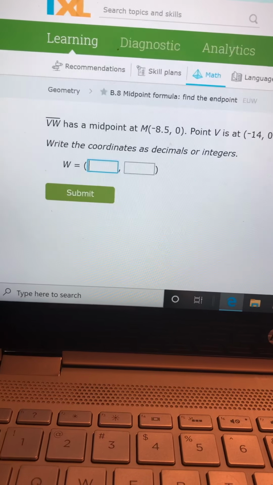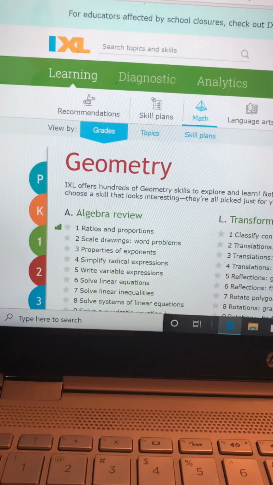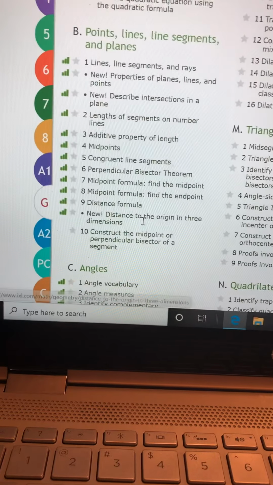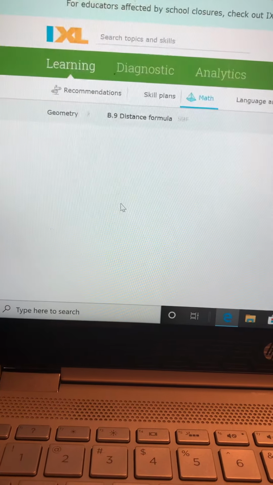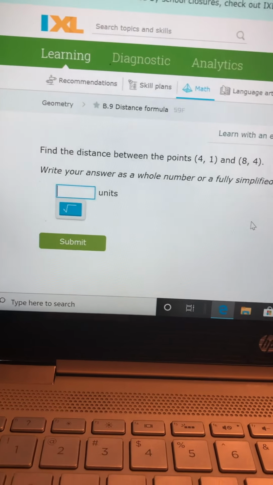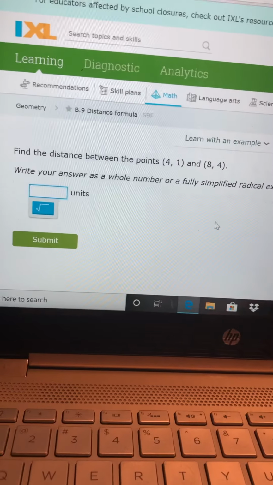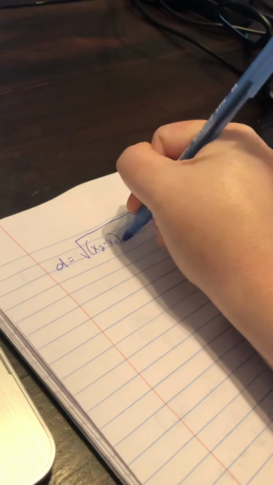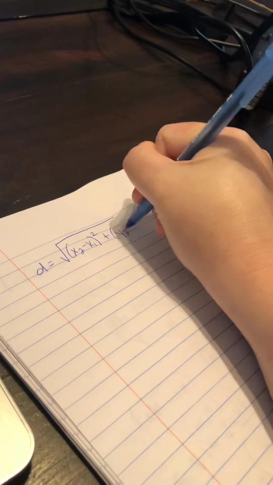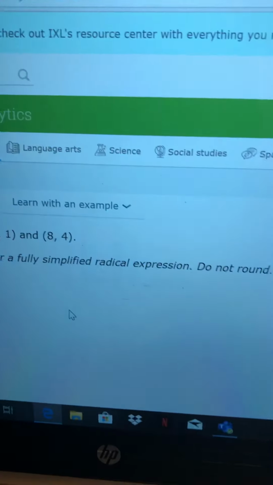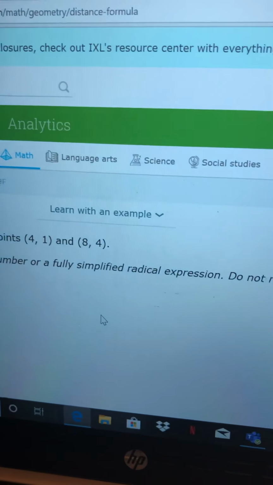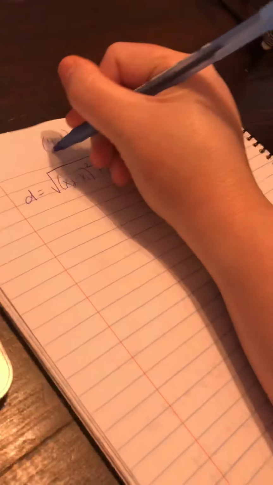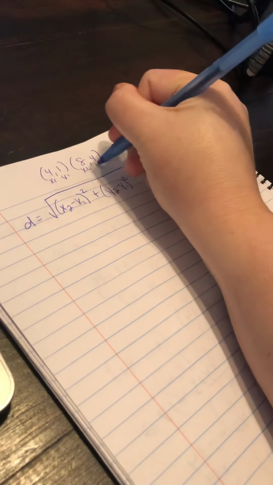And then finally, the distance formula section is B9. B.9, it's your last one. Alright, so the distance formula is D equals the square root of x2 subtract x1 quantity squared plus y2 subtract y1 quantity squared. And in my problem here, it's 4, 1, and 8, 4. That's going to be x1, y1, x2, y2.